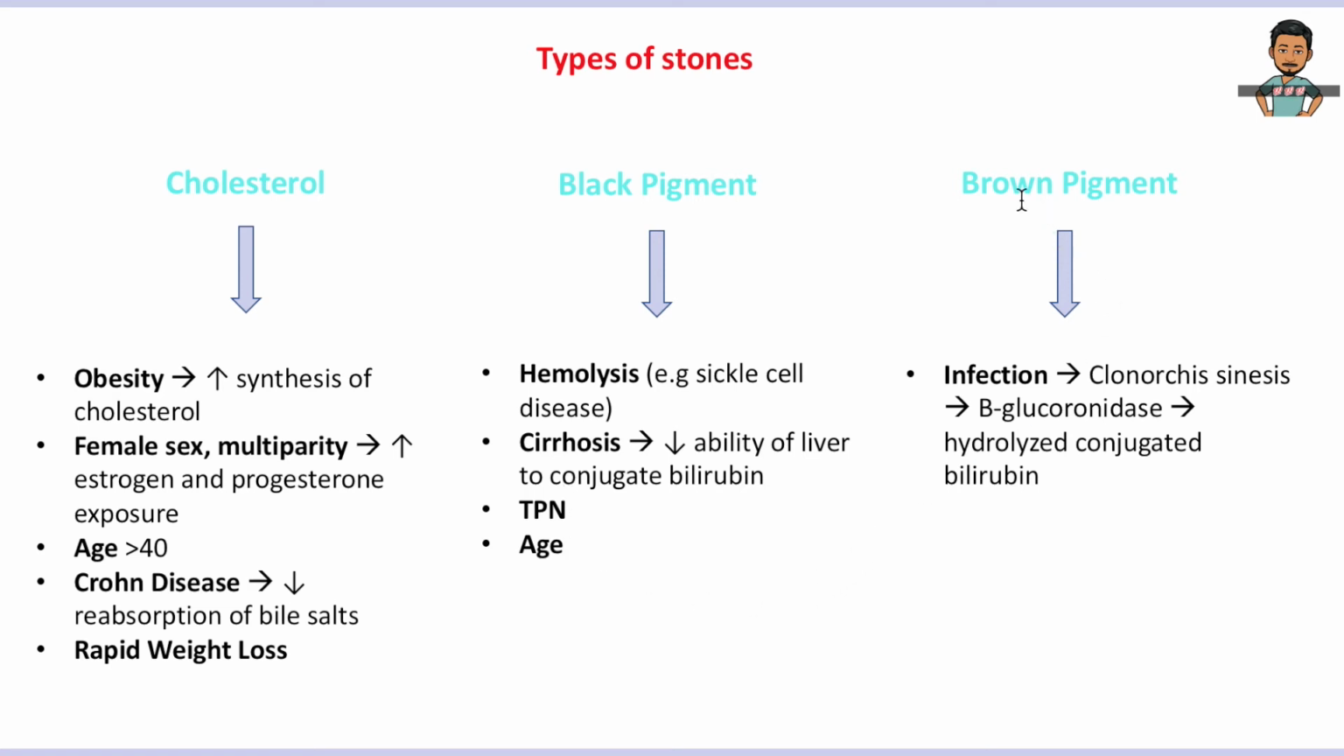So brown pigment stones are very rare, but they can happen. They usually happen due to infection by a liver fluke. Basically, this parasite synthesizes and releases beta-glucuronidase, and this beta-glucuronidase is an enzyme that hydrolyzes conjugated bilirubin into unconjugated bilirubin. So therefore, once again, as unconjugated bilirubin increases, it's a hydrophobic substance. It's going to cause gallstone formation.